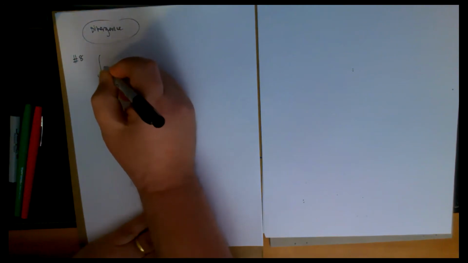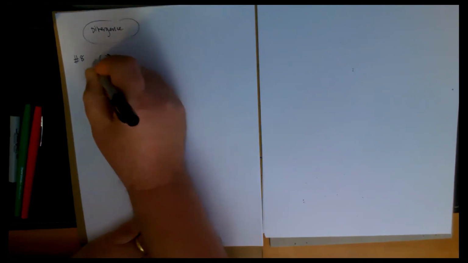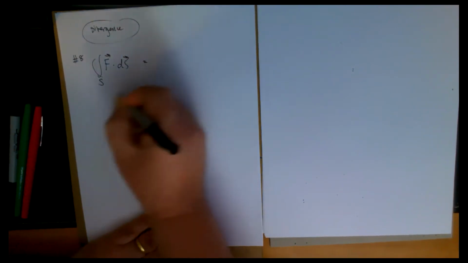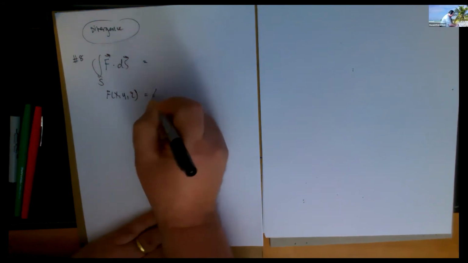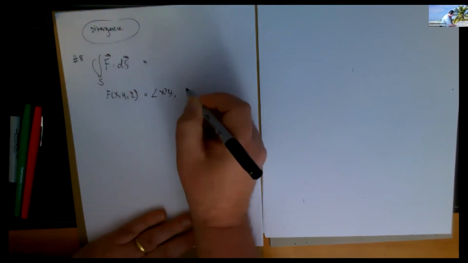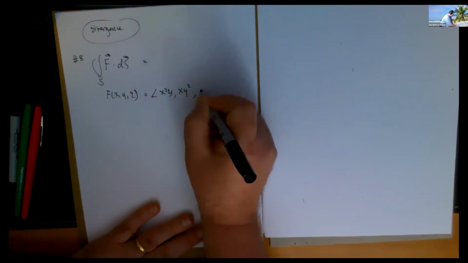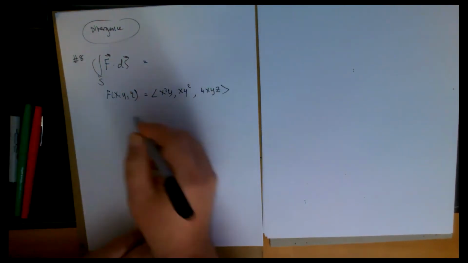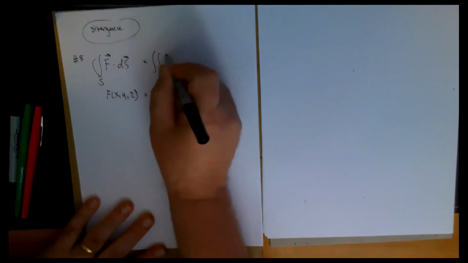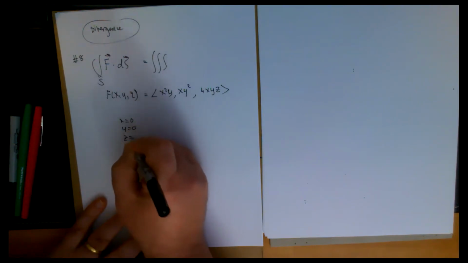Number 8, use the divergence theorem to calculate the surface integral of F dot dS, calculate the flux. F of x, y, z is equal to x squared y i plus x y squared j plus 4xyz k. S is the surface of the tetrahedron bounded by the planes x equals 0, y equals 0, z equals 0, and x plus 5y plus z equals 5.